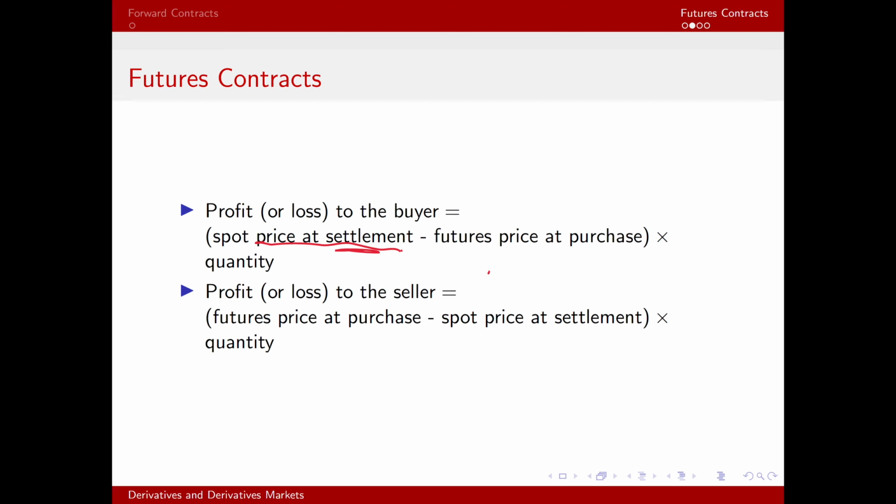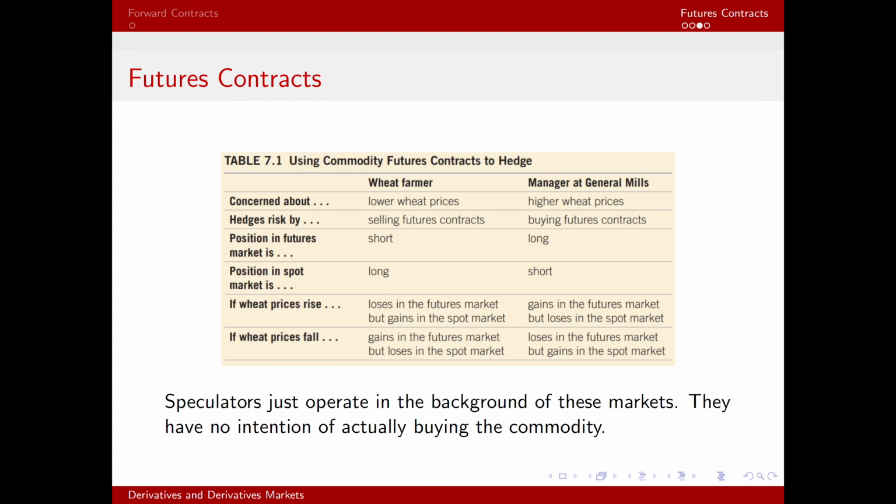So for each bushel of wheat, they would lose $1. So you're really banking on future price movements. So we can use these futures contracts to either speculate or hedge risk. And in this graph and the next one, we're going to talk specifically about how they can be used to hedge risk. So let's use the wheat farmer and General Mills again.